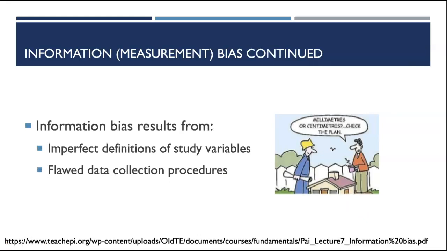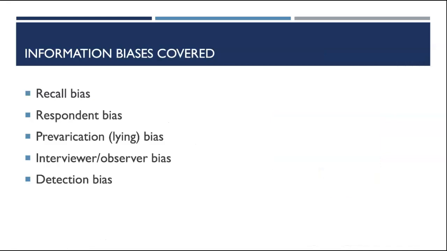Information bias results from two main things that happen. You can have imperfect definitions of your study variables. You could also have flawed data collection procedures. We're going to talk about a few sources of information bias. There are so many different sources out there. We could spend a whole quarter covering these, but for this class, we're going to focus on some of the common ones that we see in epidemiological studies.